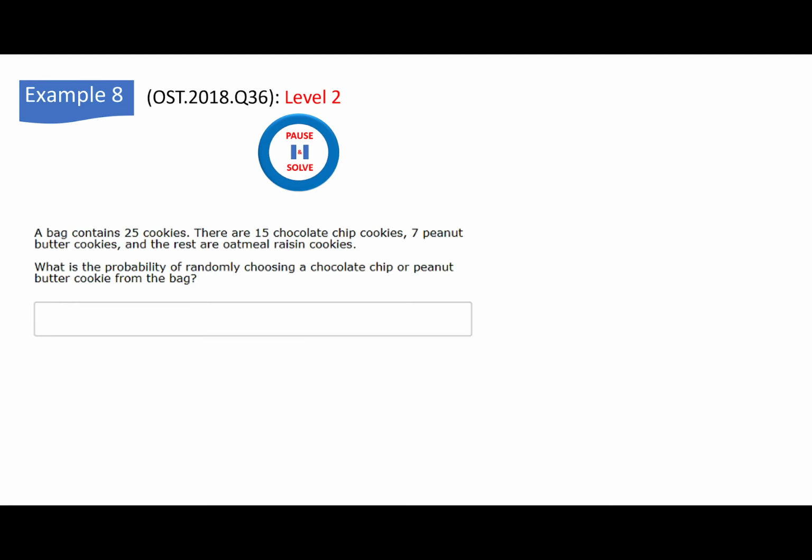Example 8. A bag contains 25 cookies. There are 15 chocolate chip cookies, 7 peanut butter cookies, and the rest are oatmeal raisin cookies. 7, and that's the rest is all. What is the probability of randomly choosing a chocolate chip or peanut butter cookie from the bag? See again the or. Of course, those two events are mutually exclusive. You can't select one that has the same flavor.